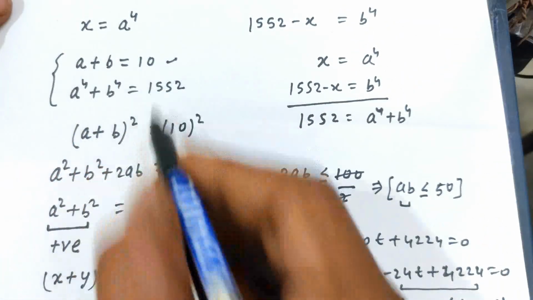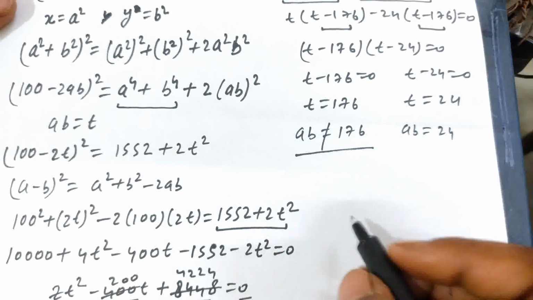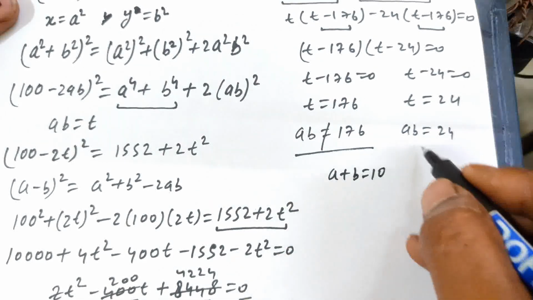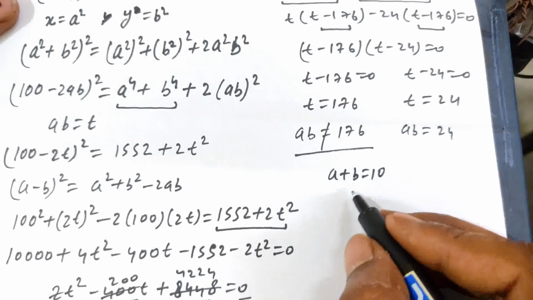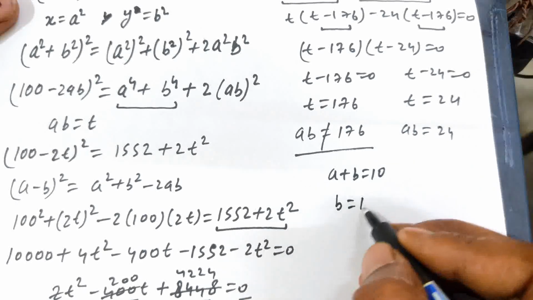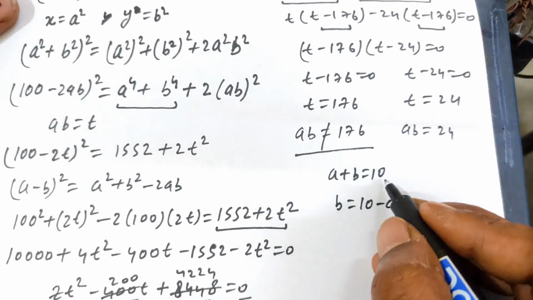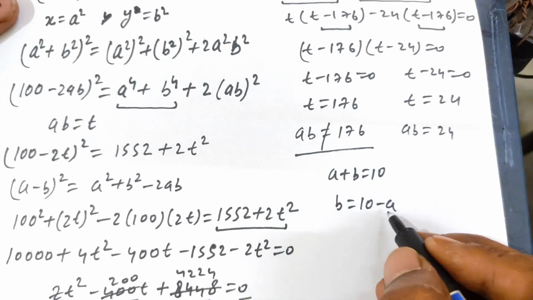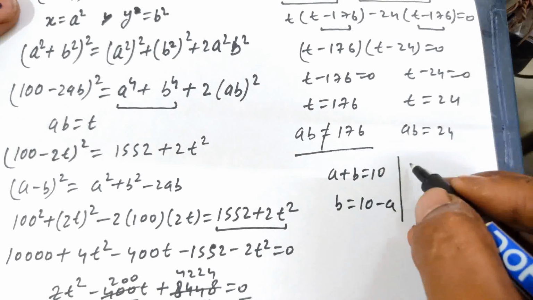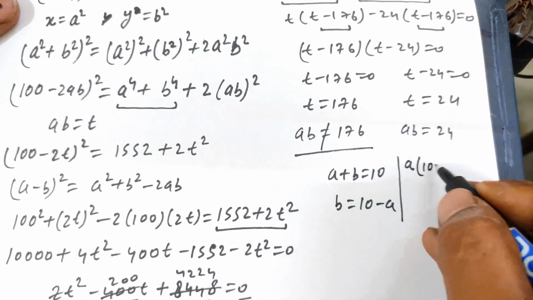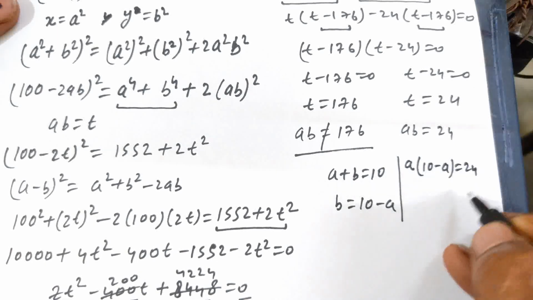And here it is given that a plus b is equal to 10. If we find the value of b in terms of a, then b is equal to 10 minus a. And this b is replaced by 10 minus a, so a times 10 minus a is equal to 24.